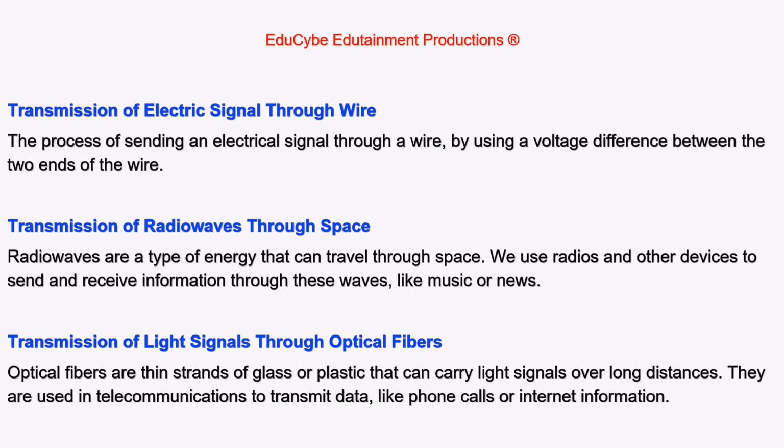Transmission of light signals through optical fibers. Optical fibers are thin strands of glass or plastic that can carry light signals over long distances. They are used in telecommunications to transmit data, like phone calls or internet information.